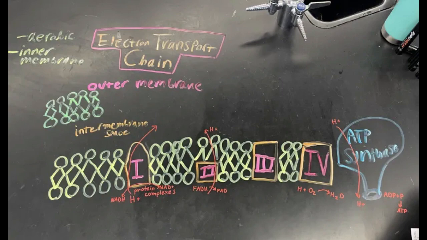Through cellular respiration, the total amount of ATP produced is 36 ATP molecules. 32 come from the ETC, with 2 coming from both glycolysis and the Krebs cycle. After all of these processes, cellular respiration is completed.